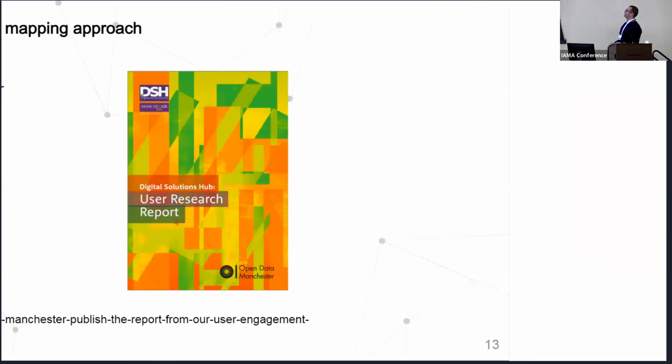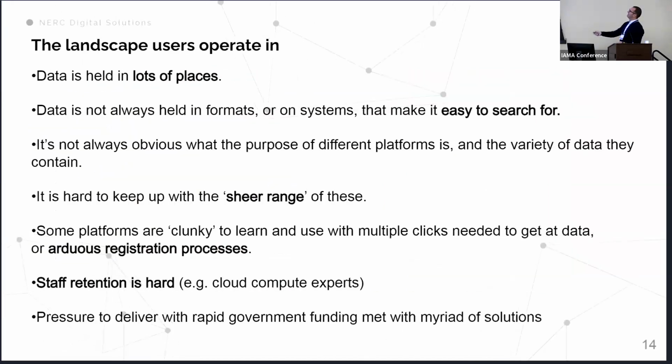Okay. The take-homes, in understanding the landscape these users operate in: these are non-academic end users of the data we generate. The general feeling is there are too many places where there's potential data, and it's not always obvious what the purpose of these repositories is. It's hard to keep up with the sheer range of things, and arduous registration processes are too difficult. There's too much of a high throughput with staffing in these organizations.